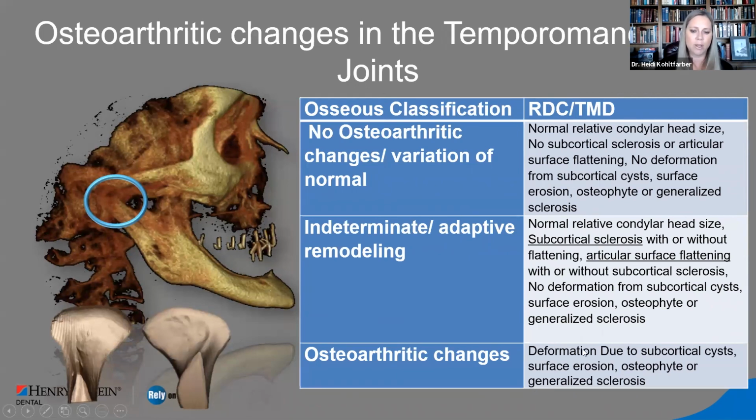What's the difference between the two? Well, with generalized sclerosis, the body's laying down bone in response to the inflammation. And so the bone's going to look very, very white, very sclerotic in appearance.